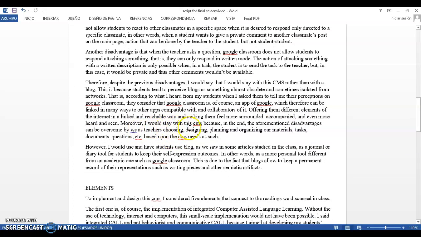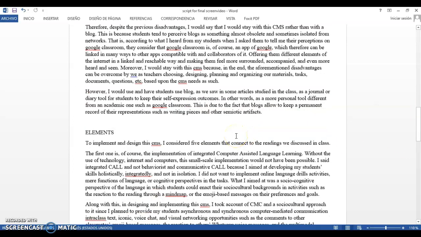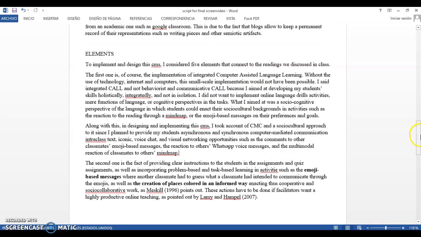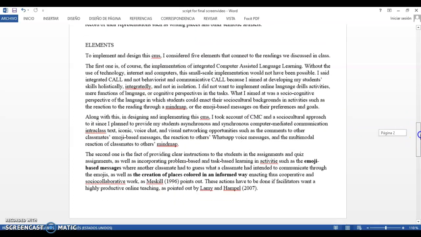Moreover, I would say that with this course management system, I would stay with it despite the disadvantages that I already mentioned, because in the end, they can be overcome, and we as teachers can choose, design and plan activities or materials based on the course management system needs. However, I would use and have students use blogs as well. I'm not discarding blogs.